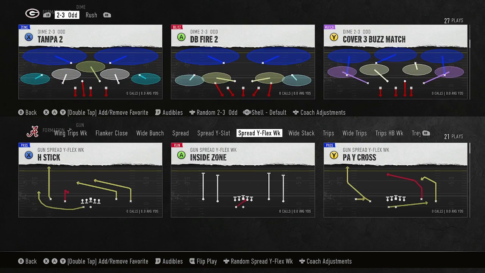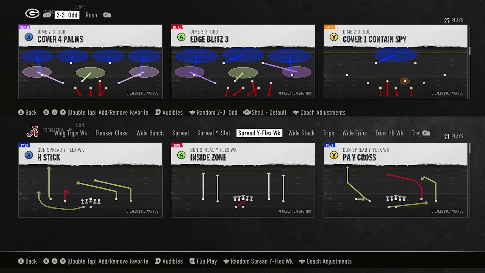Or any formation. I'm going to call, see that says the cover 3 buzz match. That's real simple. It says match. I understand. That's going to play match. Now, I'm going to go to this one called Edge Blitz 3.